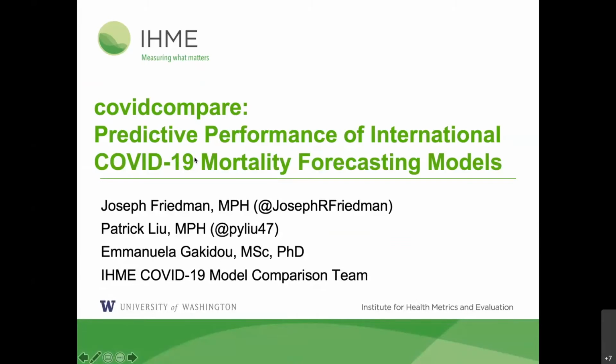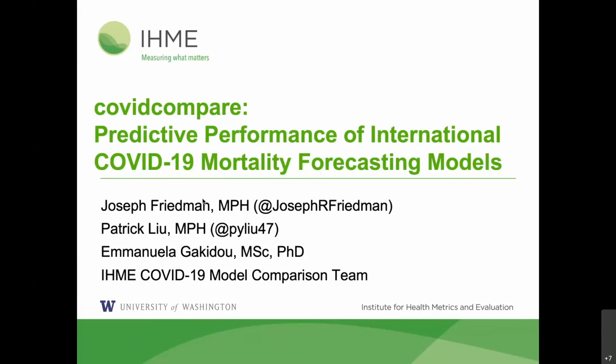My name is Patty Liu, and I'm joined by Joseph Friedman. We're current medical students at the David Geffen School of Medicine at UCLA, and we're both former fellows at the Institute for Health Metrics and Evaluation. And we're really excited to join in today's conversation on data transparency and reproducibility. And this is actually the impetus for the creation of COVID Compare, which we're both the lead authors for, which is a predictive performance framework for international COVID mortality forecasting models.